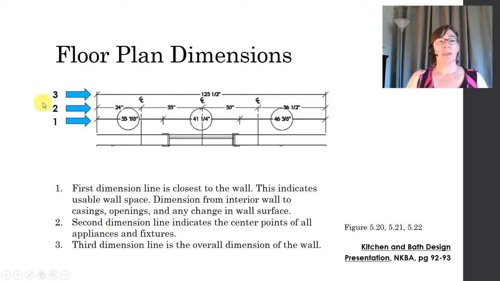Our third dimension line right here, number 3, is the overall dimension of the wall. It's probably the entire width of your room, but if you have an L-shaped room for some reason or a jog in your wall, you might have a couple of intermediate dimensions in this one.